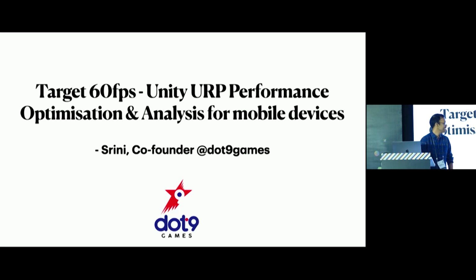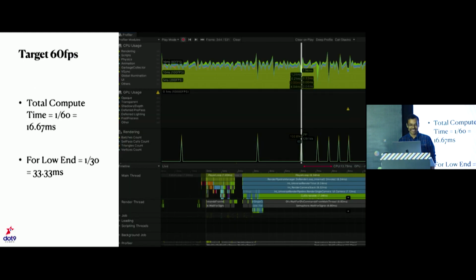So the talk, as it says, is targeting 60 FPS, but primarily it's on URP. And how many of you use URP? Very nice. So understanding what 60 FPS is, it's all about computing time. You have to figure it out from your profiling. Now, how many of you use a profiler in Unity? Very good. So just studying from the profiling data itself, it's all about where your compute time is.